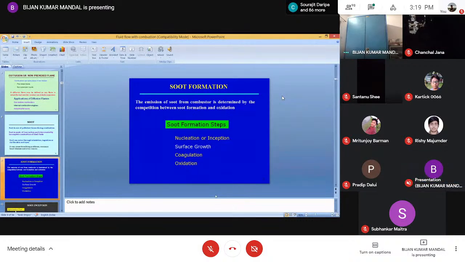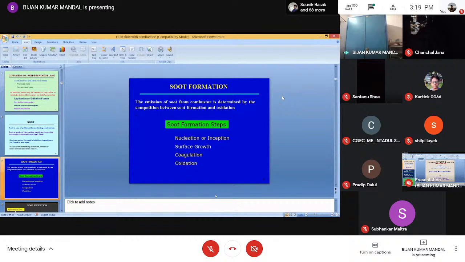Now there are four processes people are thinking of. The first is nucleation or inception. That is a small nucleation, and after that it will grow in size. That is called surface growth. Then some of the soot will coagulate, that means a number of soot particles will make a single particle. That is called coagulation. And finally, some of them will oxidize. That is called oxidation.